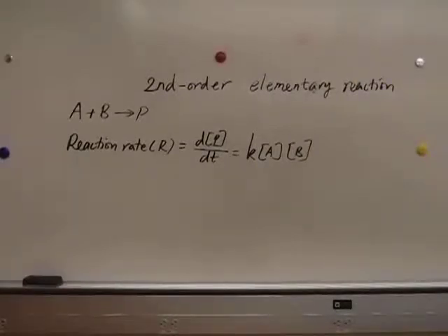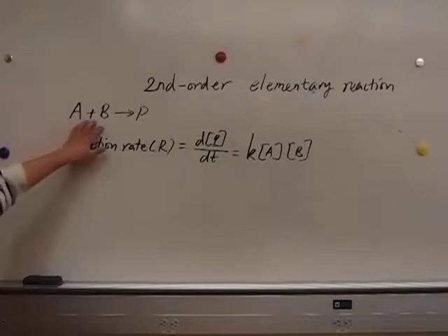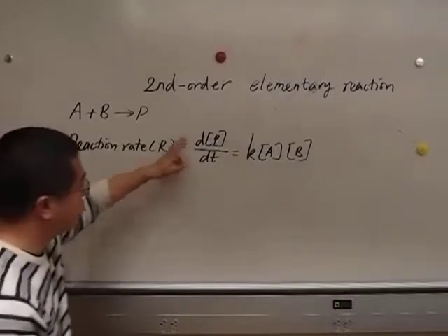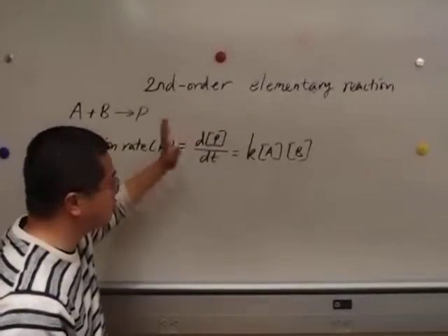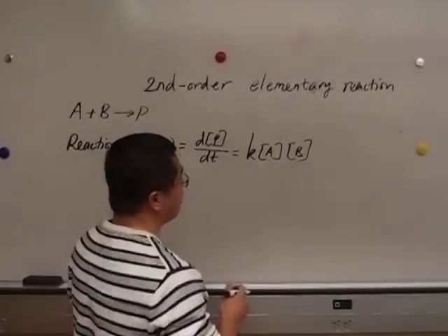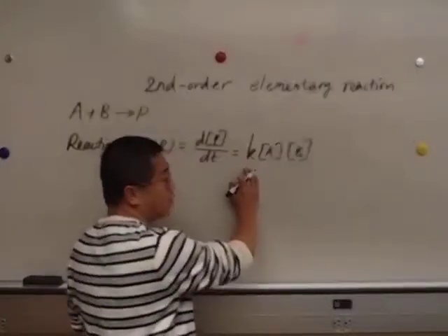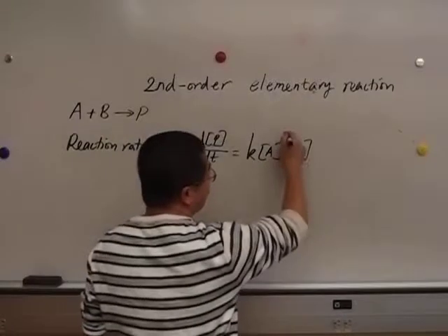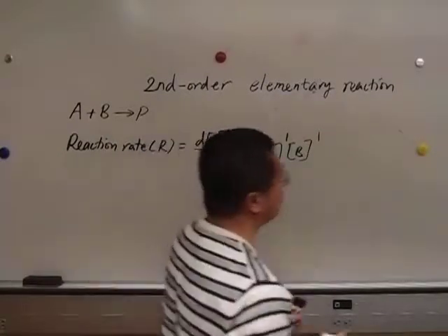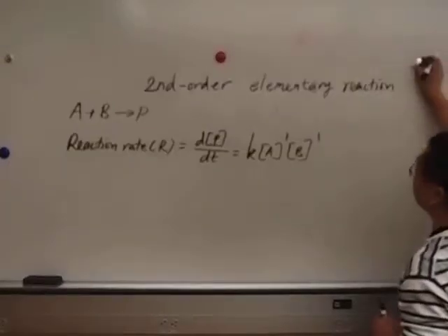I will derive the second order elementary reaction mechanism here. Assume we have two different reactants, A and B. They react to produce P. The reaction rate is dP over dt. This is how fast the product is produced. Again, overall it's a second order reaction. It's k, the reaction rate constant, times A to the power 1 and times B to the power 1. So 1 plus 1 is 2. It's a second order reaction.